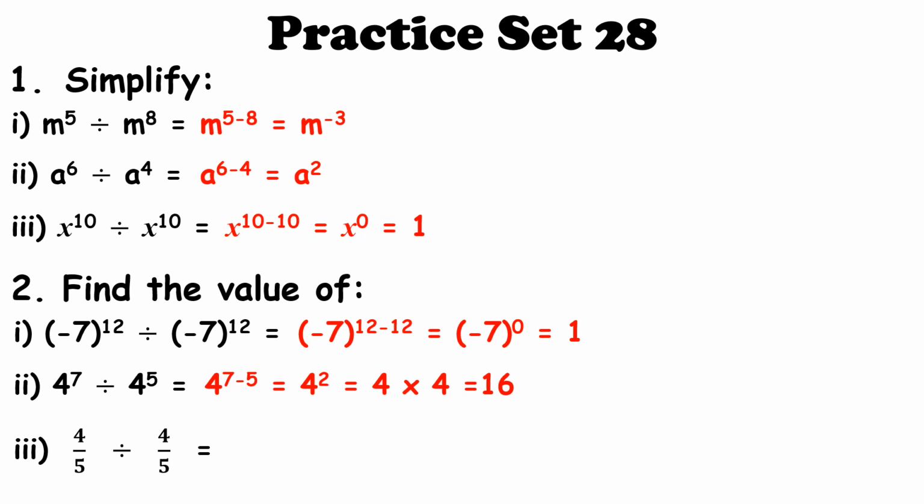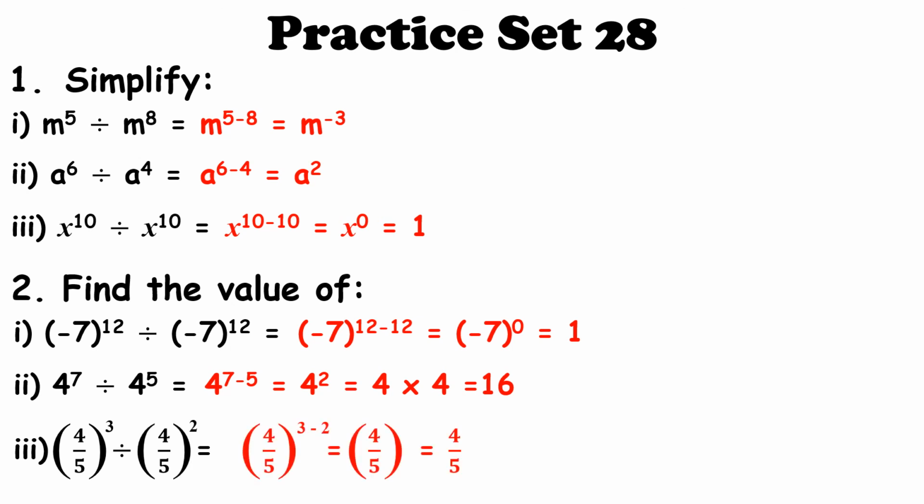4 upon 5 cube divided by 4 upon 5 square is equal to 4 upon 5 the whole raised to 3 minus 2, which is equal to 4 upon 5 raised to 1. Any number raised to 1 is the number itself, so the answer will also be 4 upon 5.